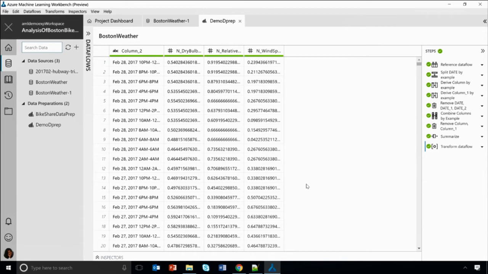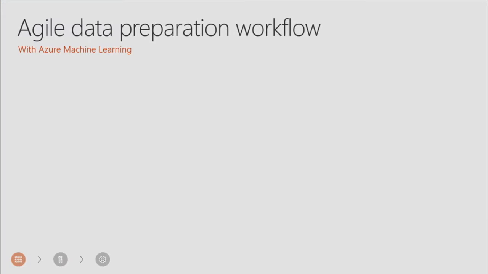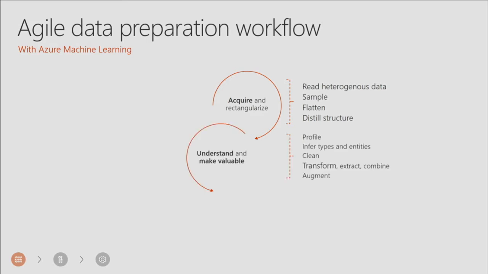What I can do now is quickly switch back and give you a quick summary before I head out and look at the other pieces of data that we're going to bring in. So what did we look at? We looked at reading the heterogeneous data, sampling, flattening, and distilling structure. We also looked at understanding and making the data valuable, and transforming, extracting, and combining them in meaningful ways. And we also looked at reshaping and aggregating the data in a way that, again, makes it more meaningful for the next step in the process.